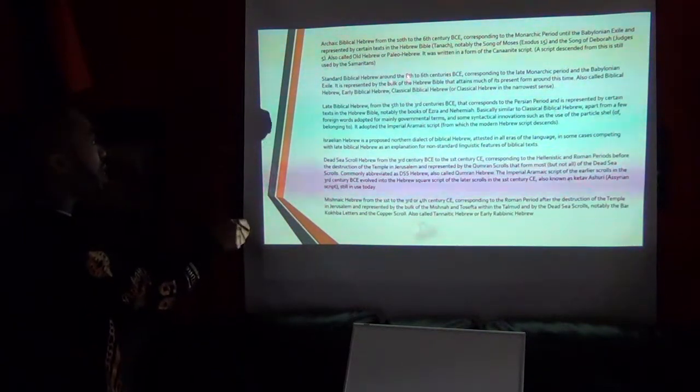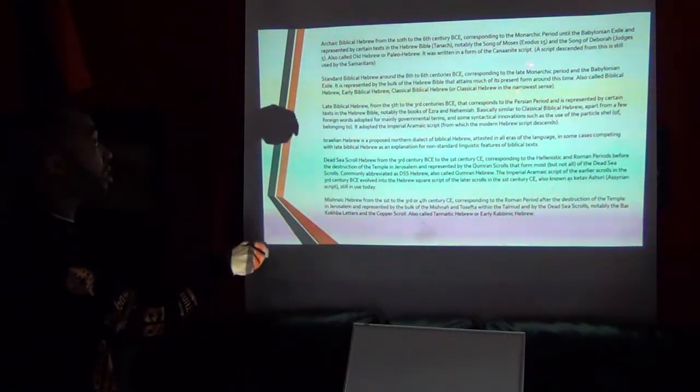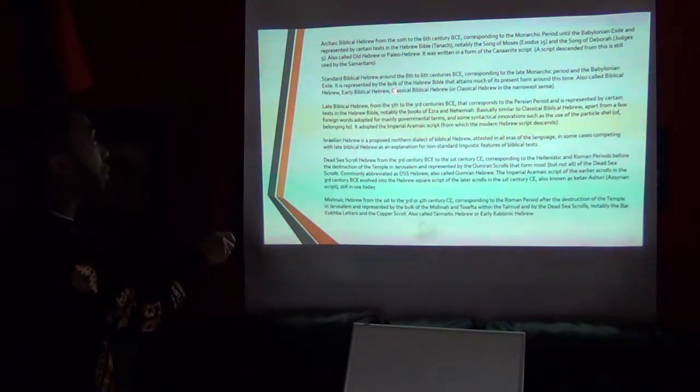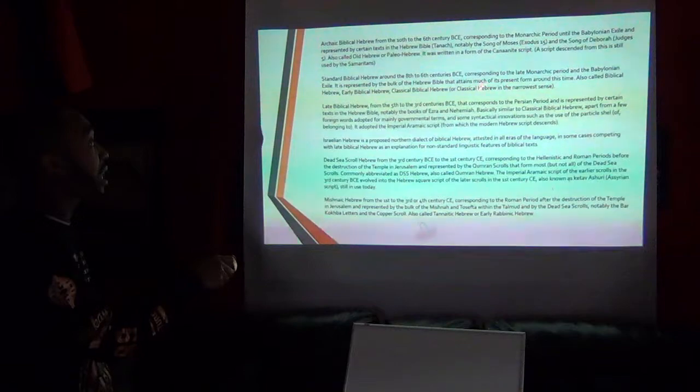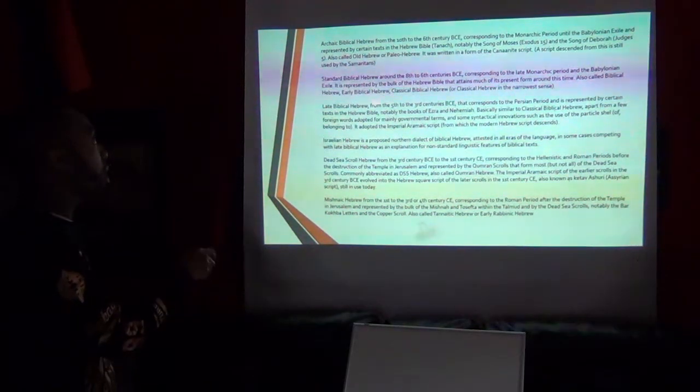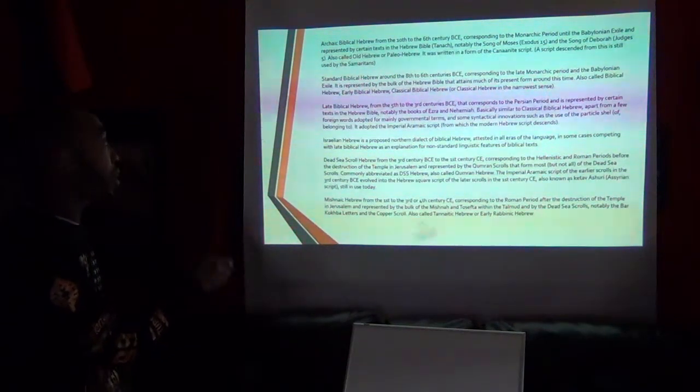Standard Biblical Hebrew, around the 8th to 6th centuries BCE, corresponds to the late monarchic period and the Babylonian exile. It is represented by the bulk of the Hebrew Bible, which attains much of its present form around this time. Also called Biblical Hebrew, Early Biblical Hebrew, Classical Biblical Hebrew, or Classical Hebrew in a narrow sense.